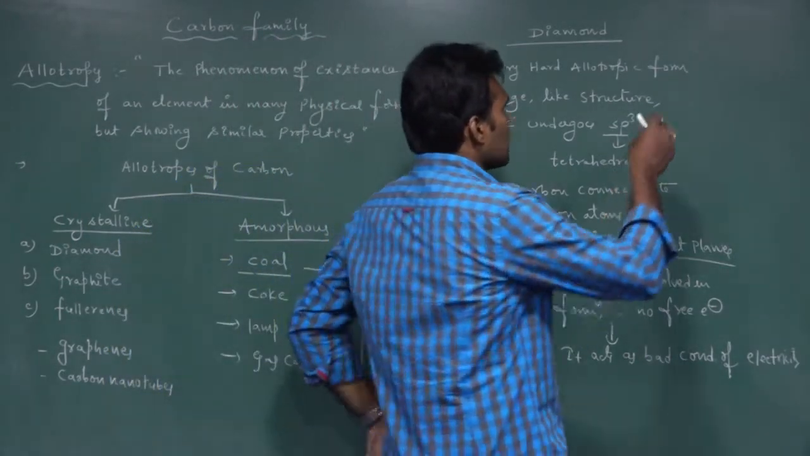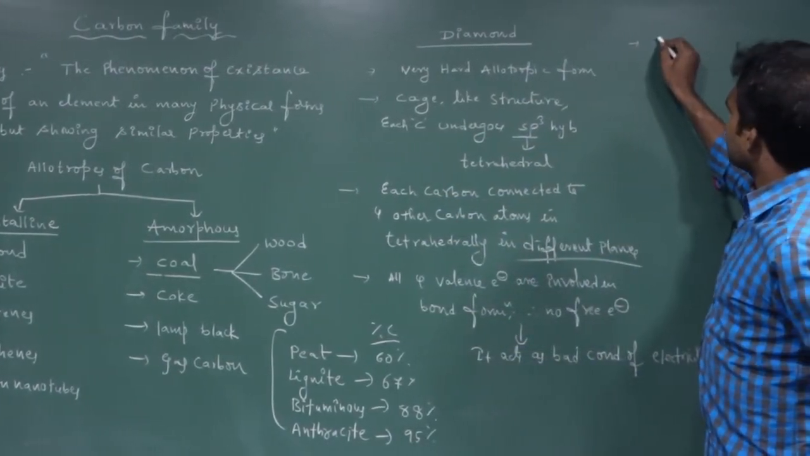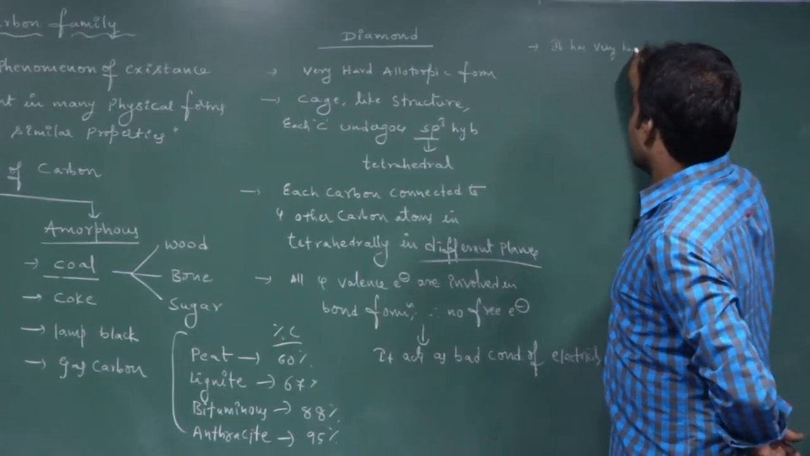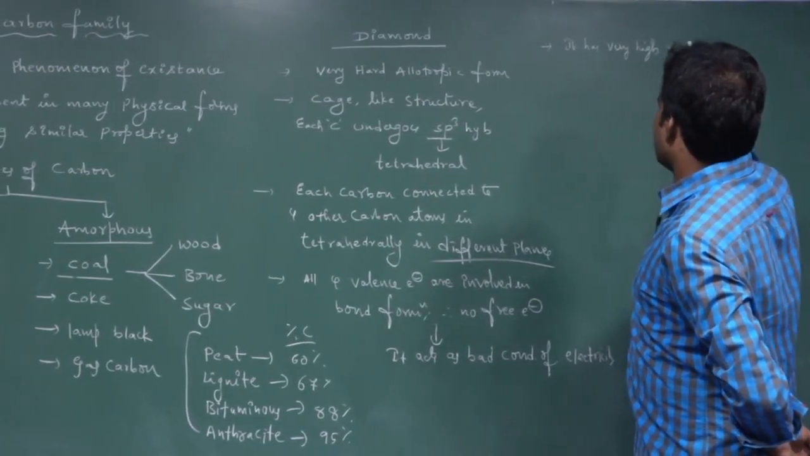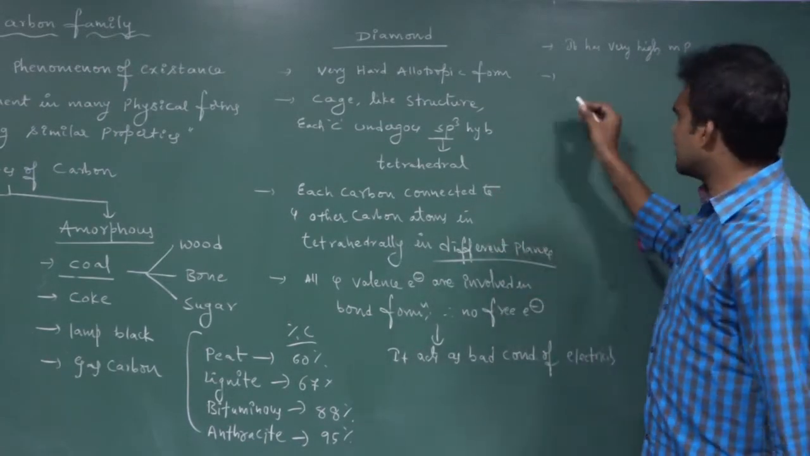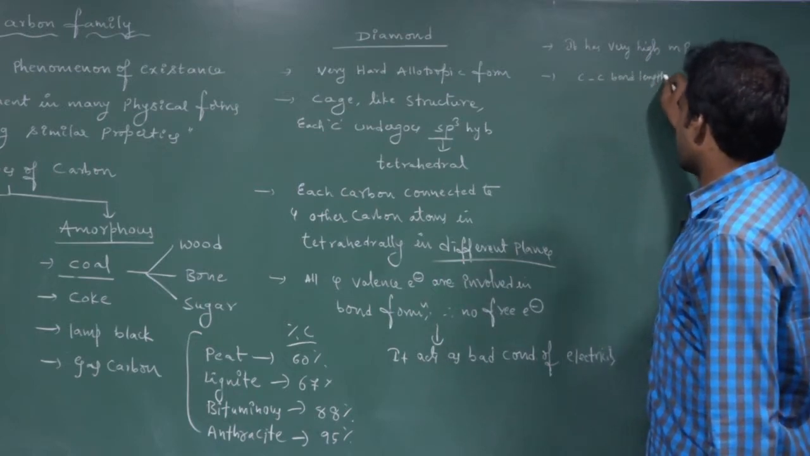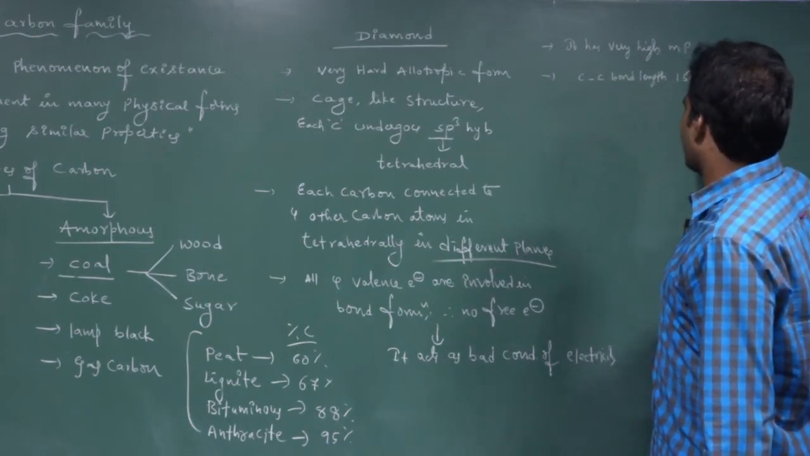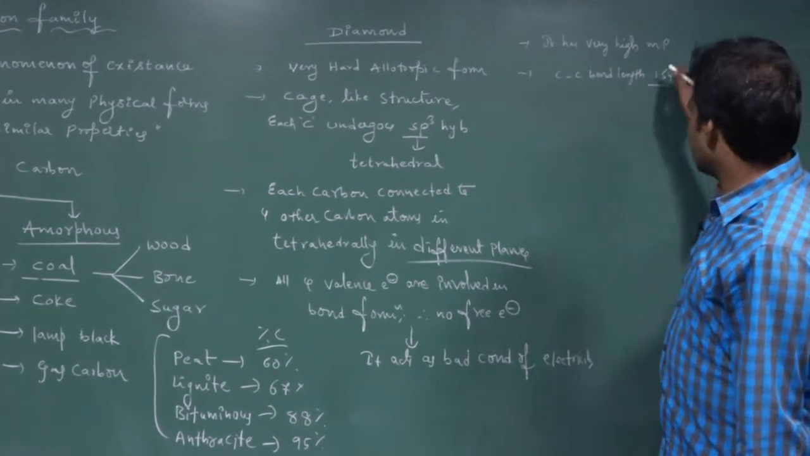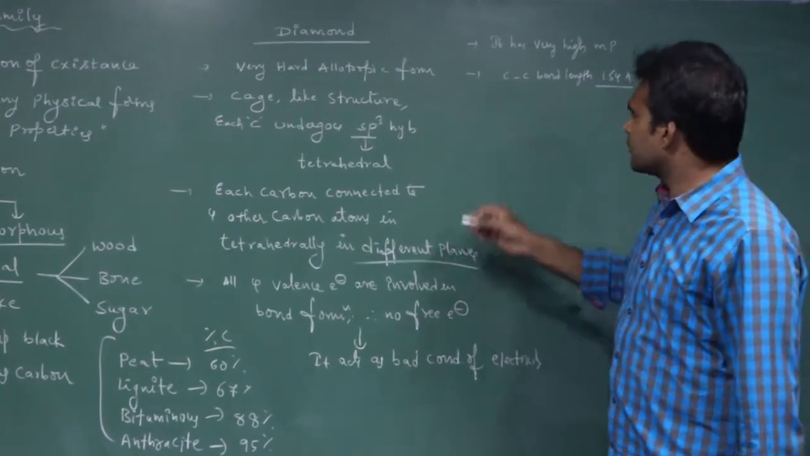Next one, because of its hard nature, the diamond has a very high melting point. And if you see the C-C bond length, it is nearly 1.54 angstroms. Why? Because it is made of sp3 hybridized carbons. So definitely the C-C bond length is nearly 1.54 angstrom units.